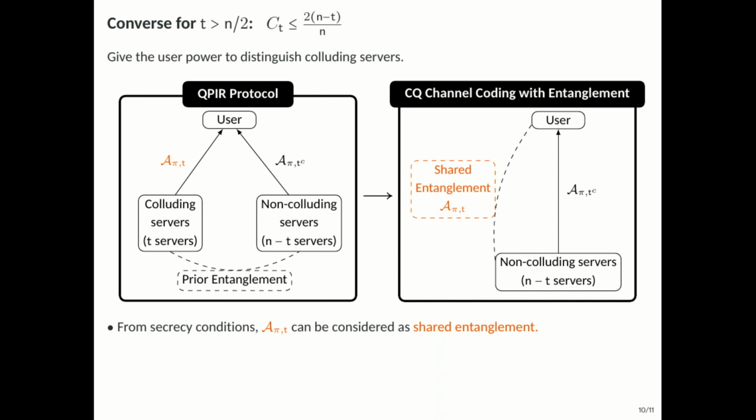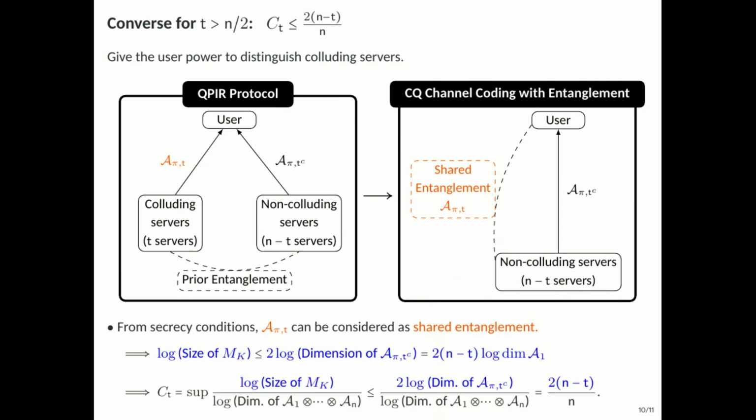So like this right figure, we can consider the downloading step as entanglement-assisted CQ, classical-quantum, channel coding. From the known result, we know that the size of the targeted message M_K is less than twice the total dimension of the non-colluding servers. And because there are n minus T non-colluding servers, we have 2 times n minus T here, and consequently, we obtain the desired upper bound as the last inequality.